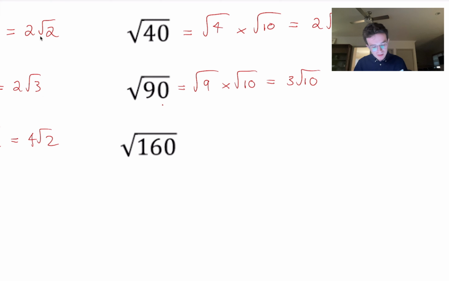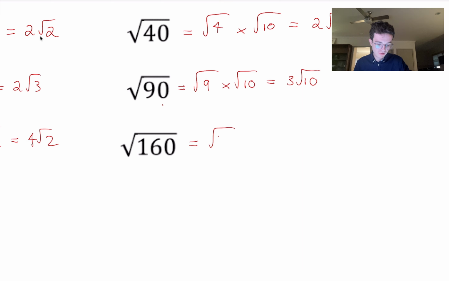Last one, root 160. We've got to ask ourselves what square number goes into 160. We're going to try 4. Now 4 does work, but we want to always make sure we're trying the largest square number that will go into it. So let's try 16. That works.